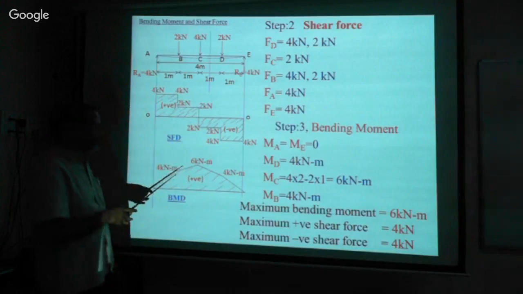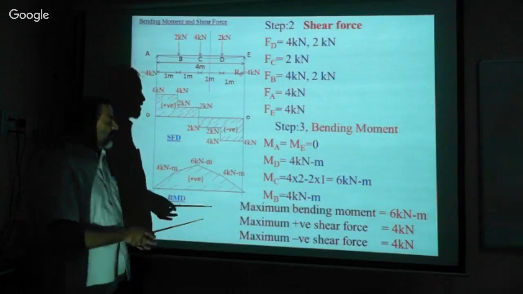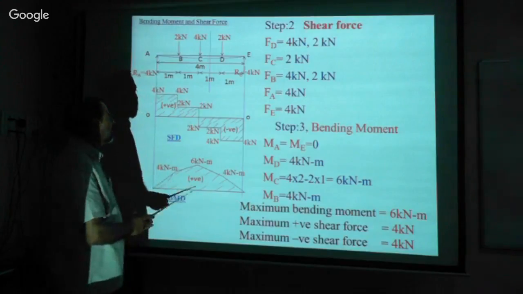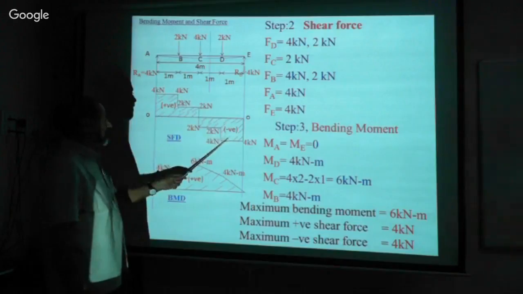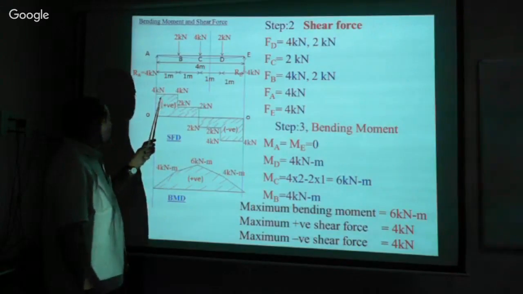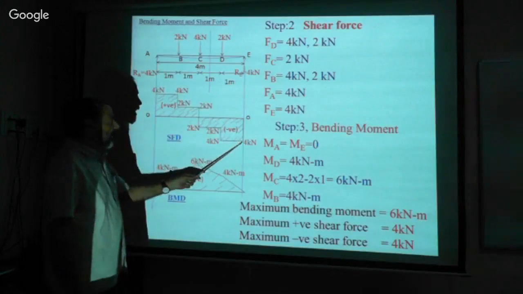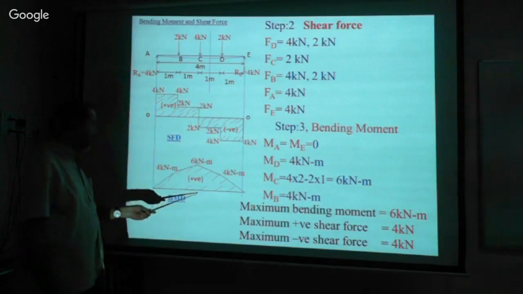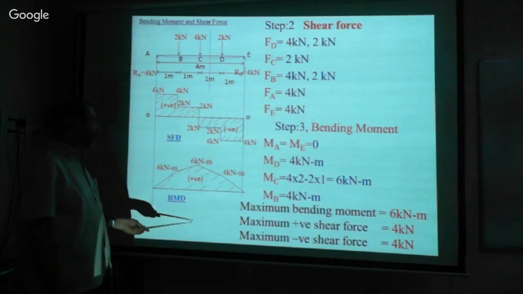For the given loading. And also in the problem they have asked to mention the maximum bending moment and shear force. Now from this diagram, there are two maximum shear forces. One is positive shear force, that is 4 kN. The other one is negative shear force, 4 kN. And here the maximum bending moment is 6 kN·m at the center.